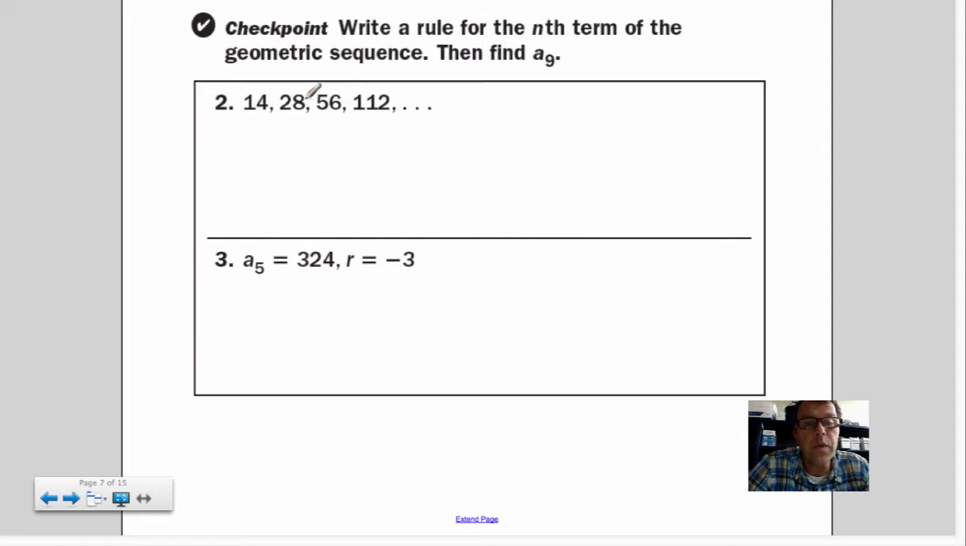So go ahead and see if you can write the rule for number 2 and then figure out the 9th term. Again, here's the first term. You should be able to identify that you're multiplying by, I don't want to give it away. And then the other one is here they give you the 5th term. Can you come up with the rule? Hit pause, and when you're ready, I'll show you my answers.